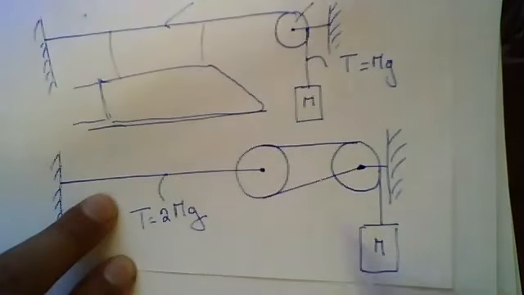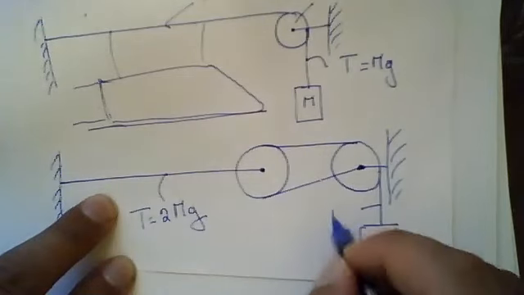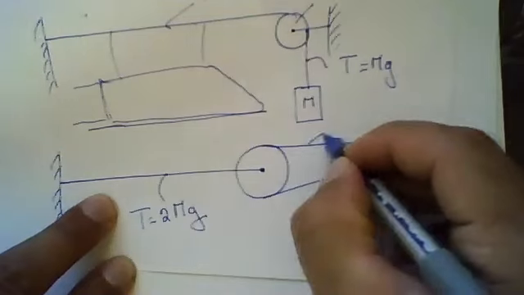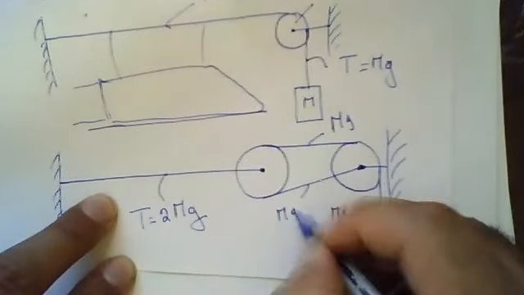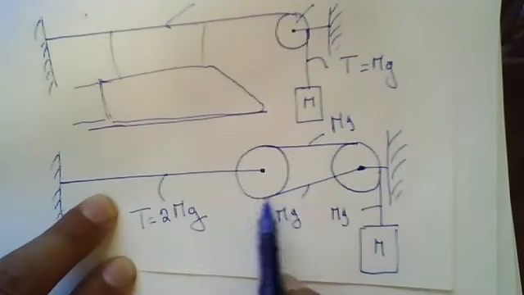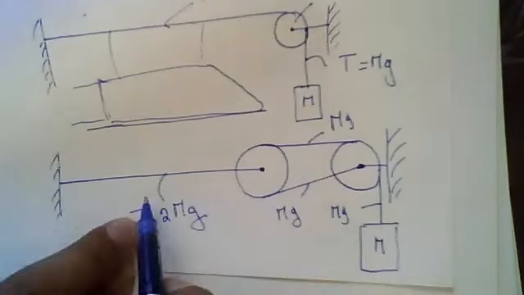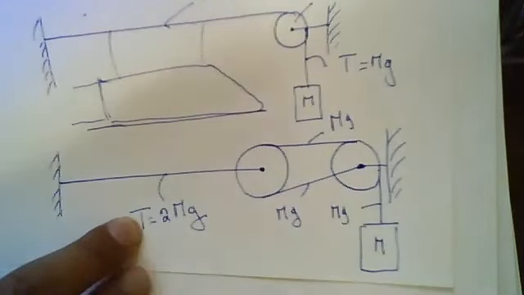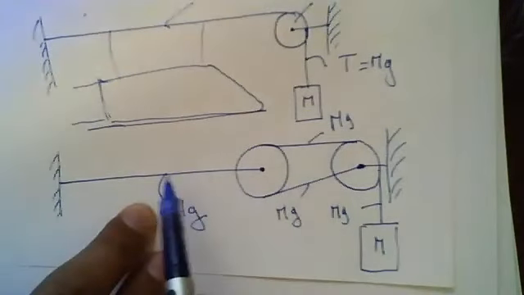If I do this, what is the tension in this line? 1 mg, right? How about here? 1 mg. And here, 1 mg. So I have basically 2 mg. Here, I'm neglecting the angle. By doing this, you can create that to be 2 mg. That is basically how suspension cables are tensioned.